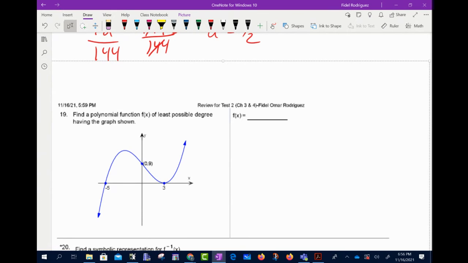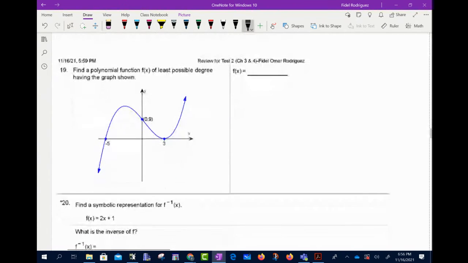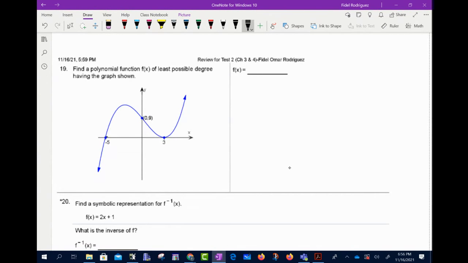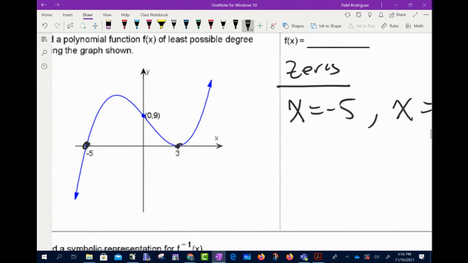Okay, so it says, find a polynomial function f of x of least possible degree having the graph shown. So remember, just like the way we did before, I'm going to mark my x-intercepts. So one of them, we're going to write our zeros. One of them is x equals -5. The other one is x is equal to 3. Y'all, we actually have a second one here. So even though I look at my picture and I see those two, this is what I want to point out to you. Let me get my blue marker here.